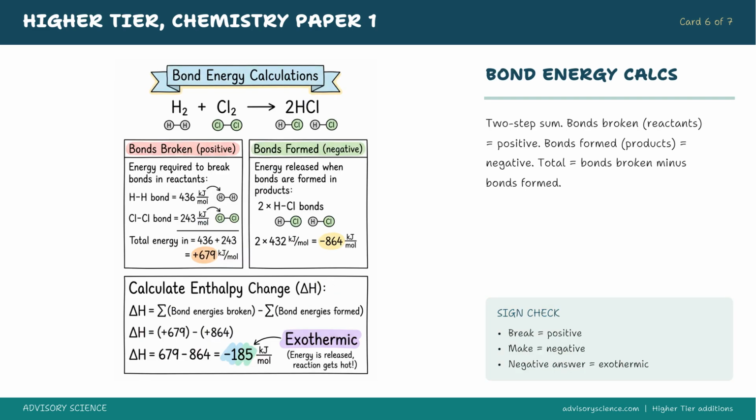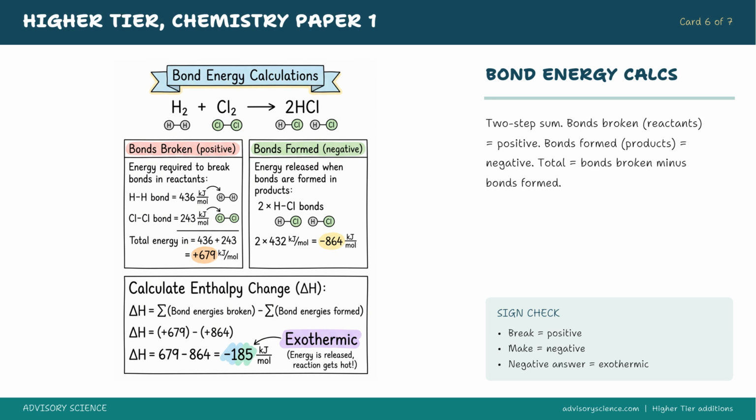Bond energy calculations. Bond energy is a 2-step sum. Step 1. Add up the energy needed to break every bond on the reactant side first of all. That number is positive. Step 2. Add up the energy released when every bond forms on the product side. And that number is negative because energy is released.